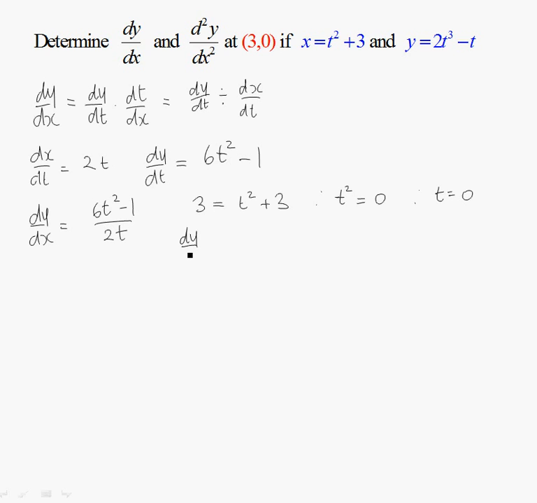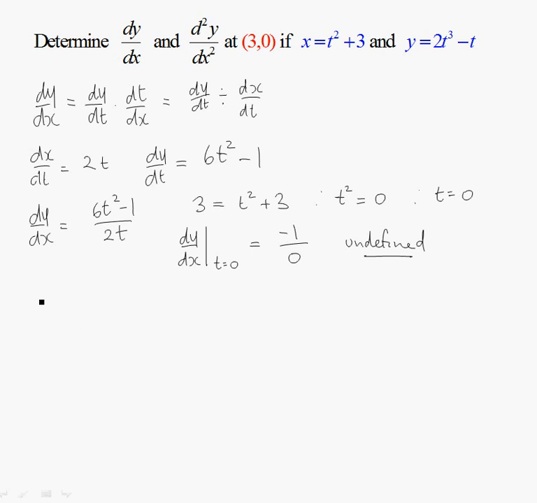So dy by dx when t is equal to 0 is, what is it? Well, it's a bad example, I suppose, because it ends up with minus 1 over 0. It's undefined. A bad example, but you get the idea of how to work out the derivative. I should do a better example, but I'll just leave it with this one at the moment.